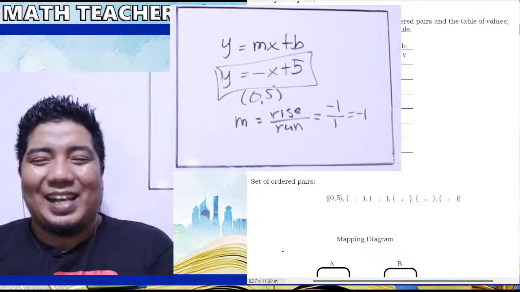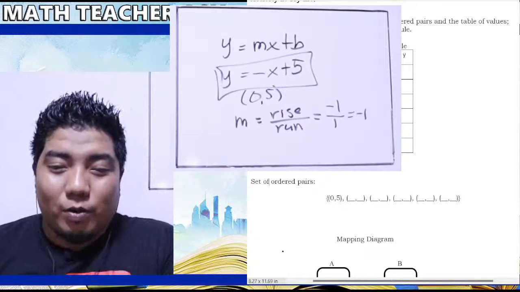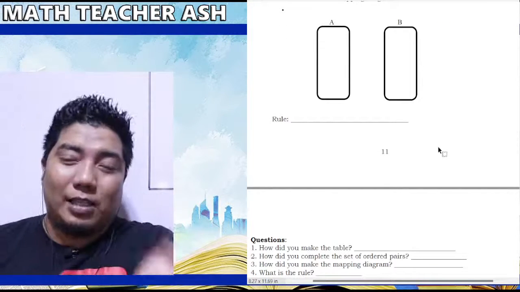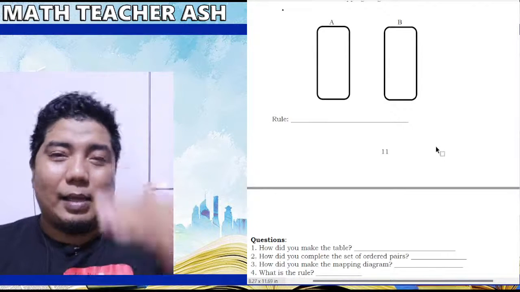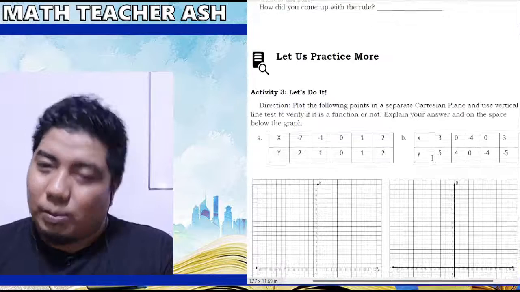Alright, so ganun lang kadali, my dear math learners. Okay, so I hope nakuha nyo yun. So, ganun lang siya sa pagkuha ng rule ng equation. Okay, ito at least, ginawan talaga natin ng step-by-step solving para hindi tayo mawala. Okay, so continue, let us practice more.